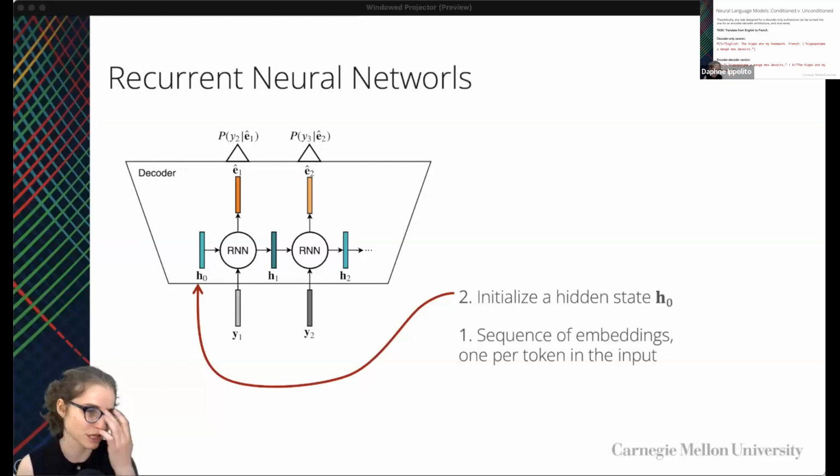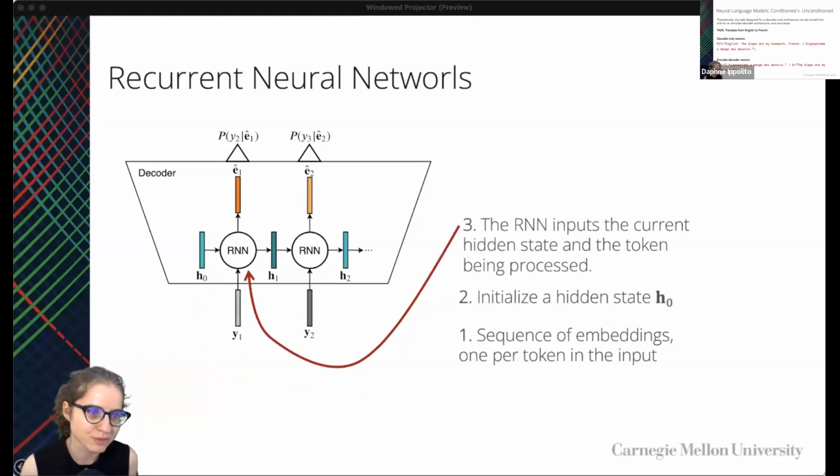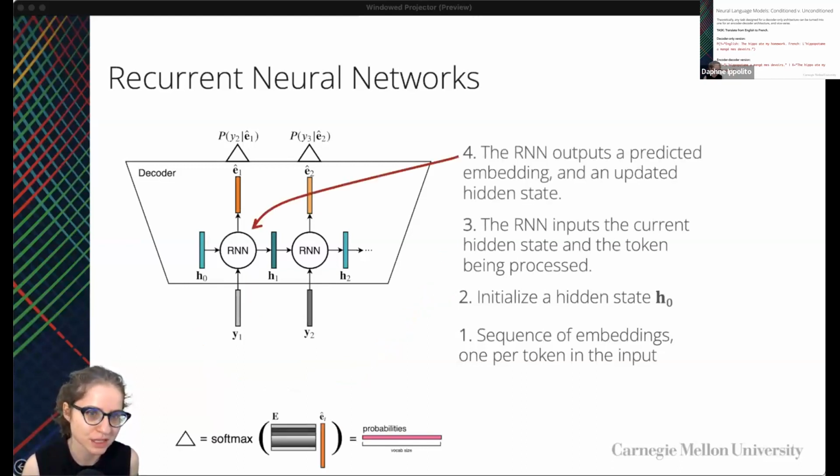So that's what I'm showing here. Let's just go through. We have this hidden state that keeps getting modified at every step by the recurrent neural network. We'll initialize it as h sub 0, and typically you can initialize it with zeros or with a random vector. And you have this recurrent neural network unit that takes as input the current hidden state and the token being processed. You can see the arrows going into it. And as I mentioned, it outputs two things. It outputs a predicted embedding. This is what we've already talked about on the previous slides. This is the predicted embedding for what we think the next token should be in the sequence.